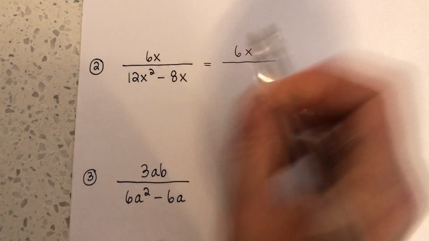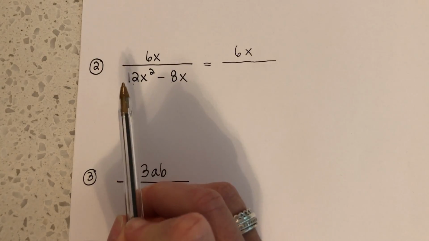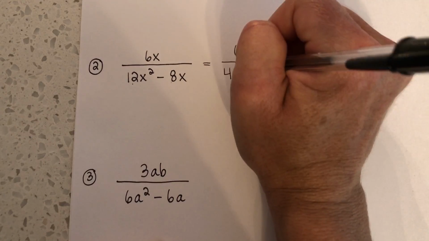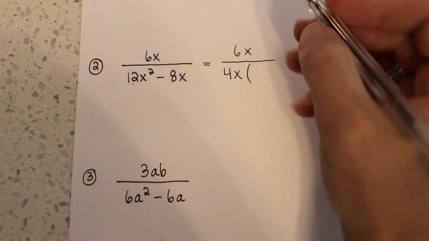All right, what does a 12x squared and an 8x have in common? They have a greatest common factor of 4, and they both have 1x. So I can pull out 4x. If I pull out 4x, what's left? 4x times what gets me back to 12x squared?